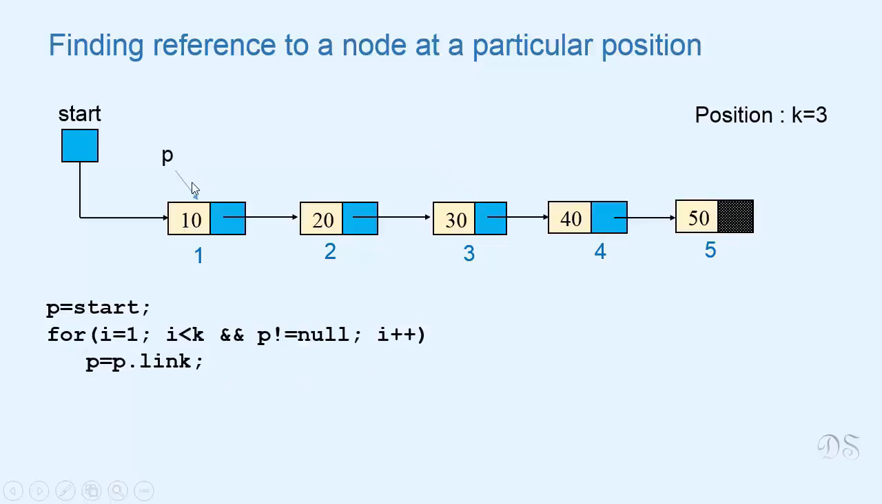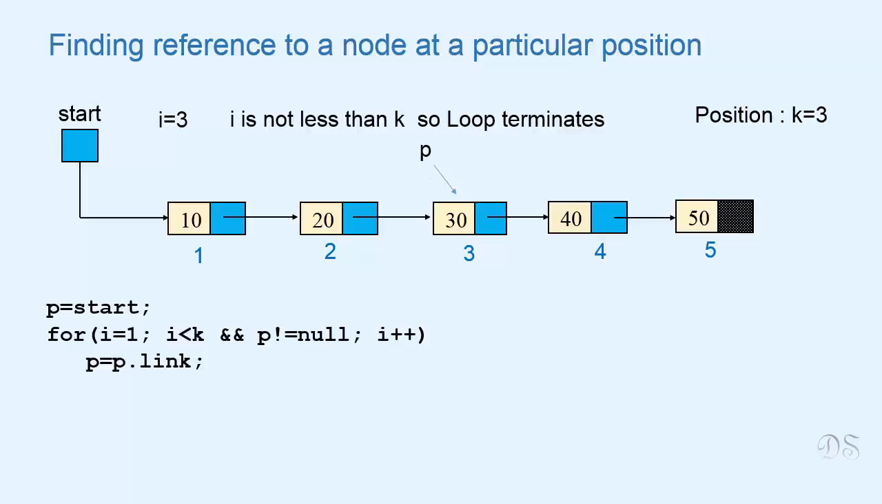Initially p refers to the first node and i is equal to 1. Now i is less than k and p is not equal to null, so p is moved forward and i is incremented. Now again i is less than k and p is not equal to null, so p is moved forward and i is incremented. Now i is not less than k, so this loop terminates. So we can see that when this loop terminates, p refers to the node that is at kth position in the list.